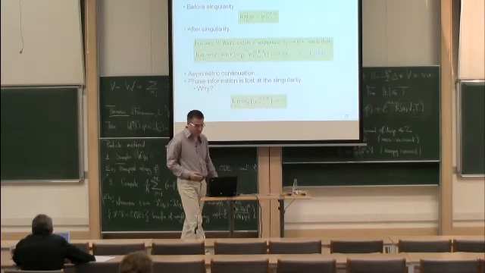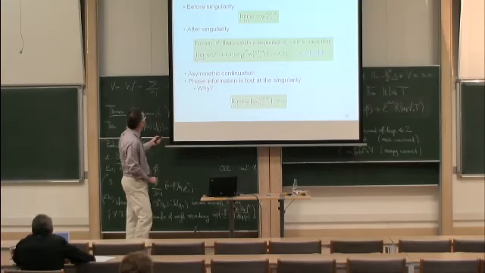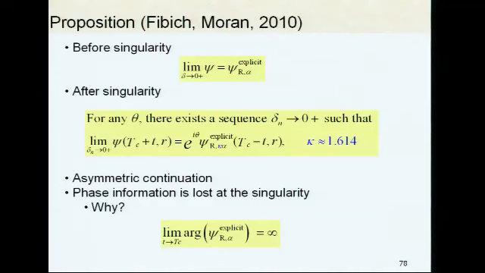So here is the summary of the result. Before the singularity, you just by continuity go to the explicit solution. After the singularity, you go to this explicit solution, except you multiply this alpha by kappa, this thing, and you lose also the phase information. For the same reason as before, because this thing is the phase of this cosine.